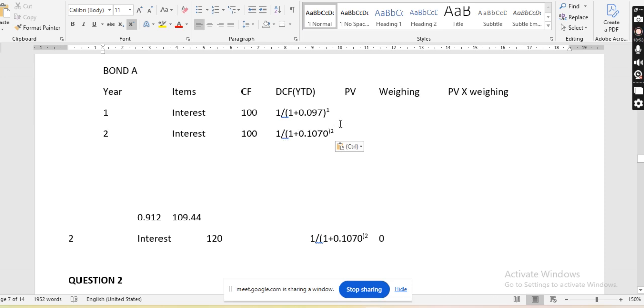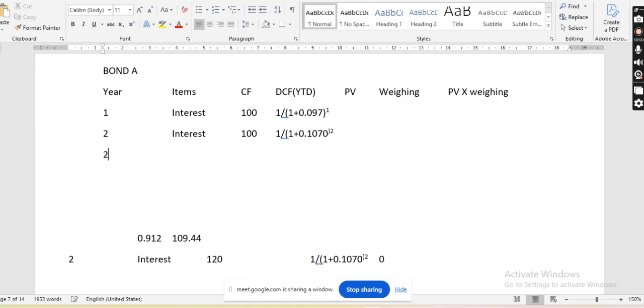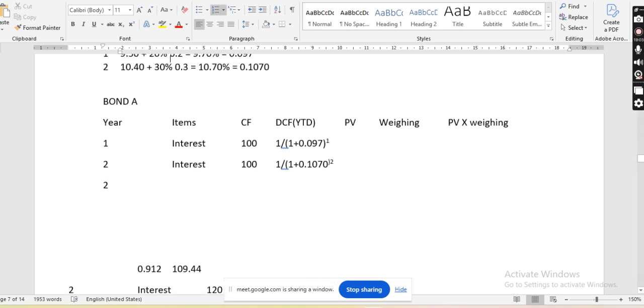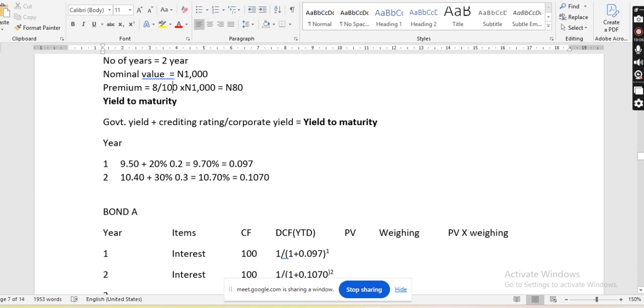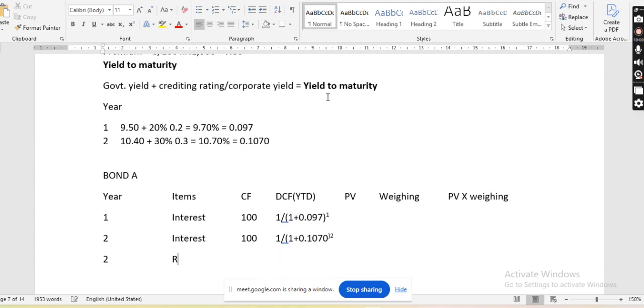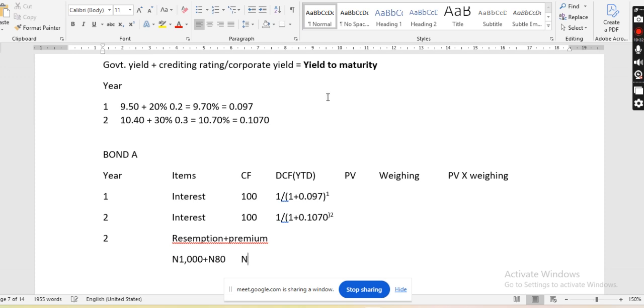Do it. What do you have? Don't forget, based on the formula I gave you, at the end there will be a redemption. Since there is a redemption and a premium, there is premium here, right? Redemption plus premium. So you can have 1,000 naira plus 80 naira. So this will give 1,080. Class, give me a figure now.